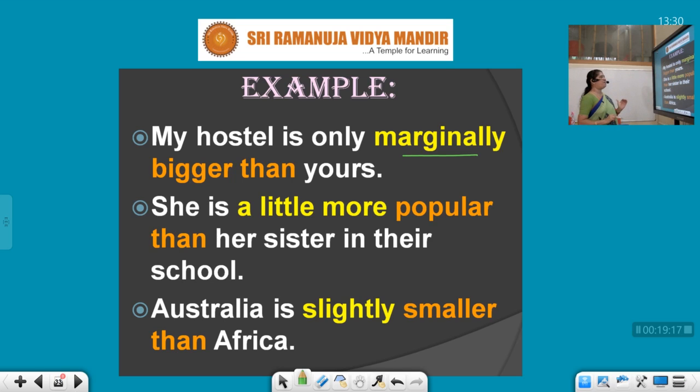She is a little more popular than her sister in the school. Little more means almost equal. Marginally bigger, little more, slightly, that means almost equal. So she is slightly shorter than her sister, or she is marginally equal to her sister. So when I use this, I don't have a trouble of using two degrees of comparisons in the same sentence. Did you understand? So this is another way how you can write.